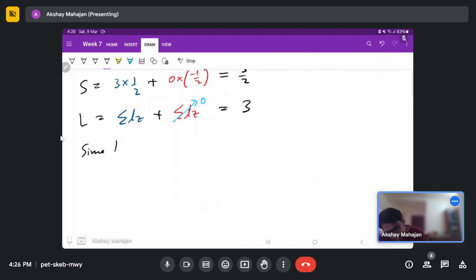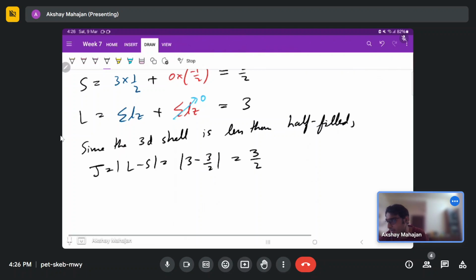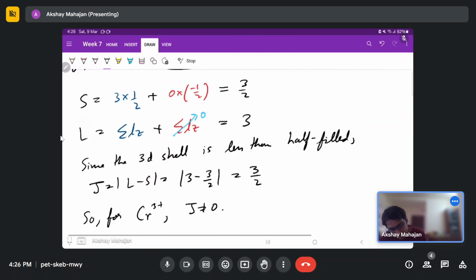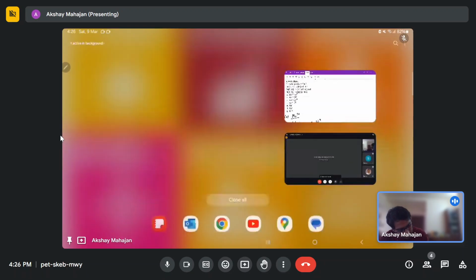And now again, since the 3d shell is less than half filled, we have J equals to mod of L minus S, 3 minus 3 by 2 equals to 3 by 2. So for Cr3 plus, J is not equals to 0, and thus Cr3 plus is not our answer. Just a minute.